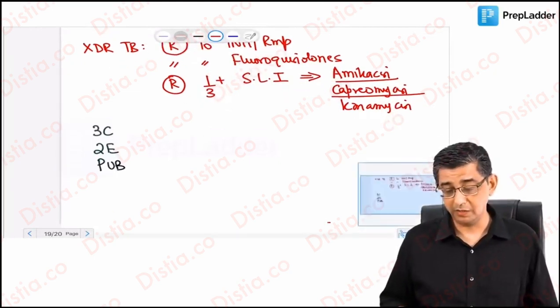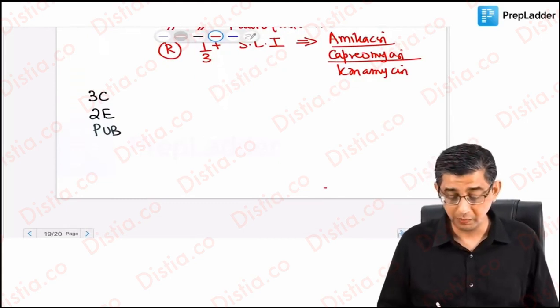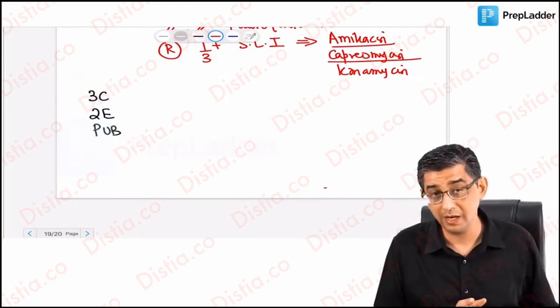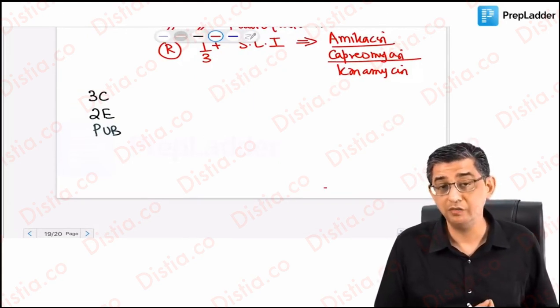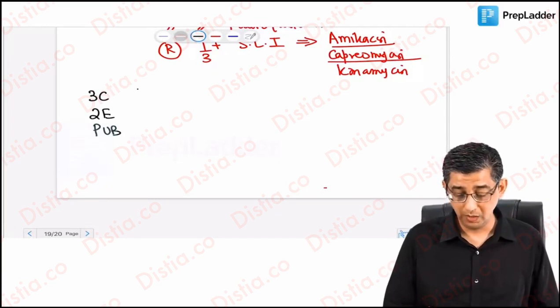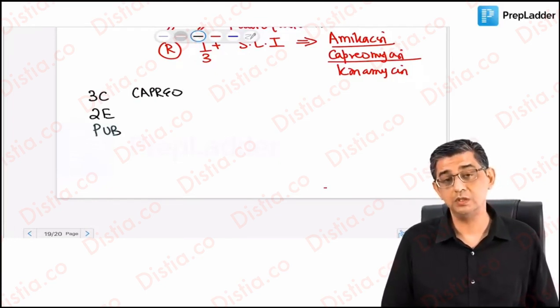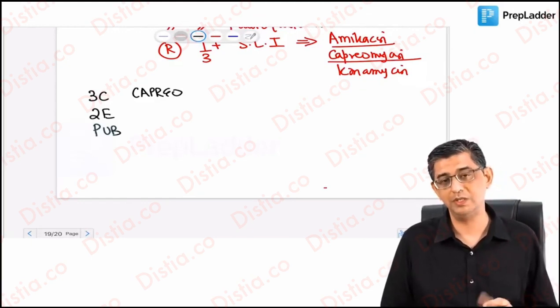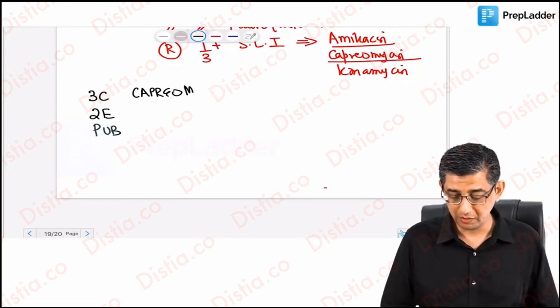Now, once you have a case of XDR-TB, again, you are stuck because you need to treat this patient. And sometimes the treatment here might go up to as much as, shockingly, 2.5 years. So what are the drugs that are going to be used in this case? Well, I'm just going to enumerate those drugs. The mnemonic that you can use is 3 C's, 2 E's, and PUB. PUB looks like a little casual word, but 3 C's and 2 E's. We just need to figure that out.